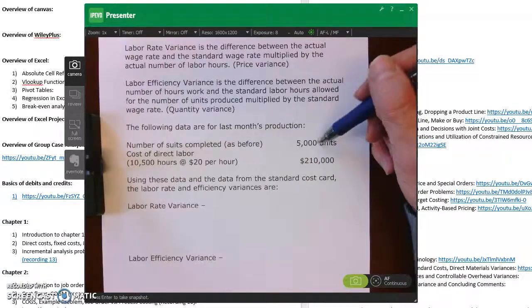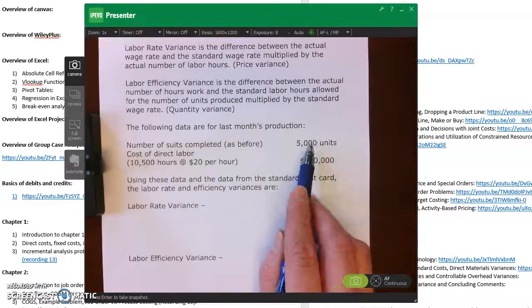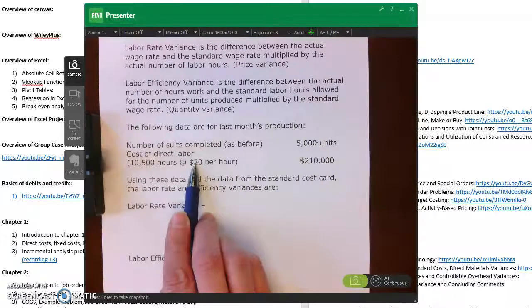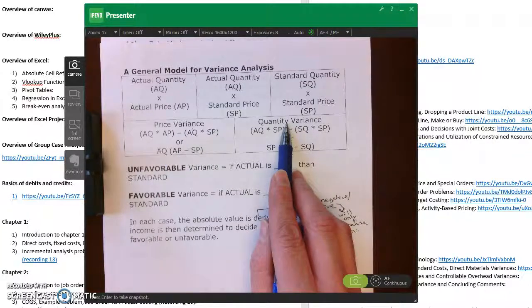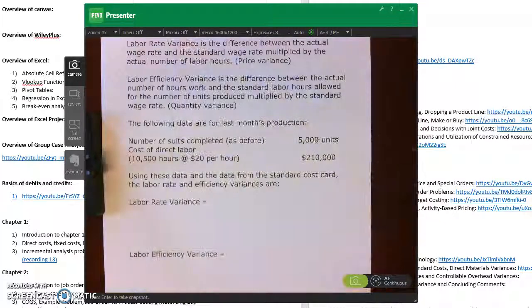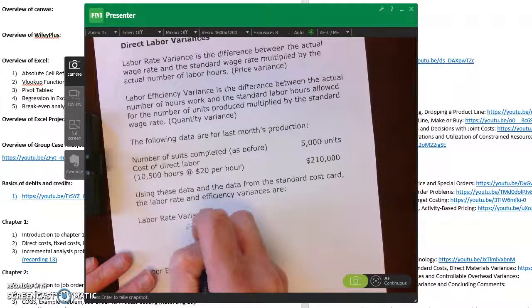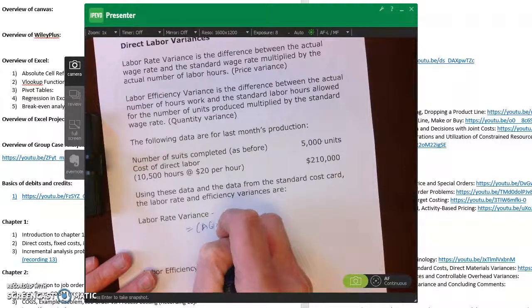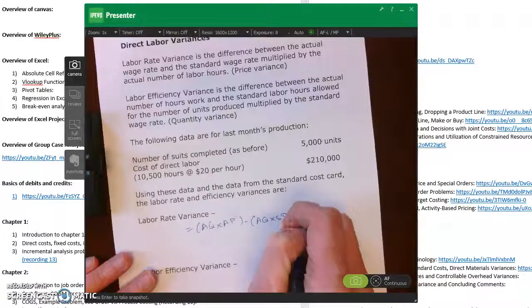So just as we saw before, we made 5,000 suits, and for our cost of labor, we used 10,500 hours to make those 5,000 suits, and we paid each employee on average $20 an hour. So now what we can do is use our price variance formula. I'm just going to show this sheet once. We're going to use this formula for the labor rate, and we'll use this formula right over here for the labor efficiency. Okay. So when we continue on, we look at our price variance formula, our AQ times our AP minus my AQ times my SP.